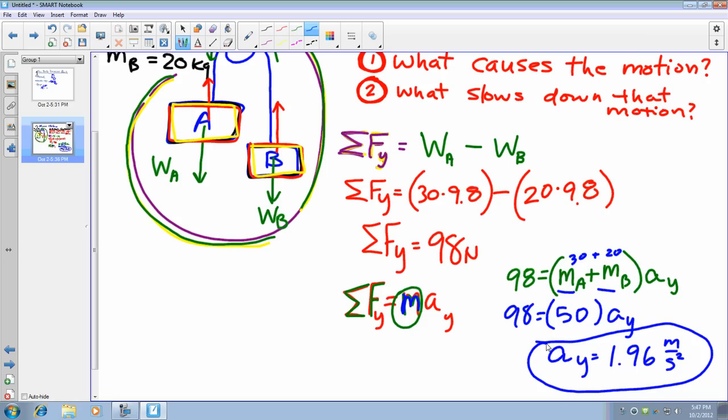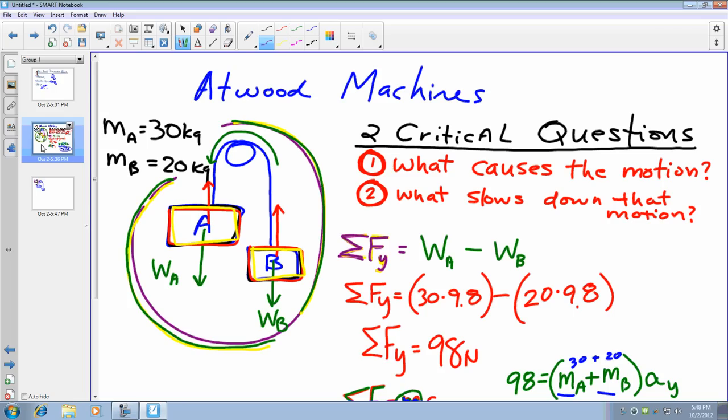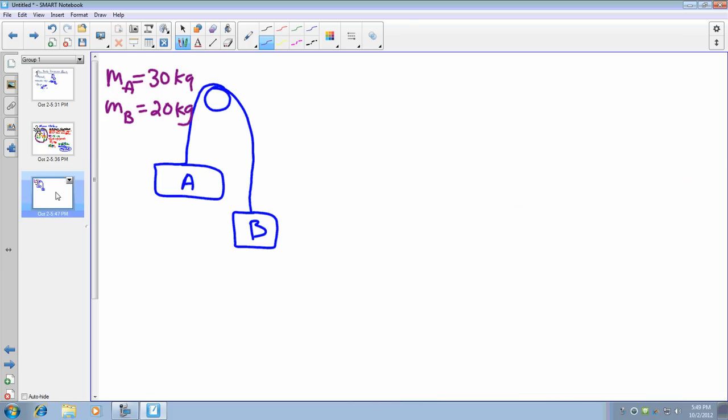And for this, I'm going to move to a new slide and redraw this picture. All right, so now we're looking at a very similar picture to the example that we were just talking about. And instead of considering the entire system of this entire motion, now I'm going to jump back. We're going to think about just the motion of box A or just the motion of box B. So let's think about the motion of just box A for a second.